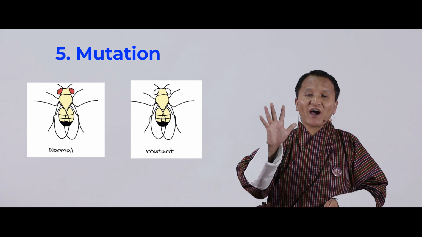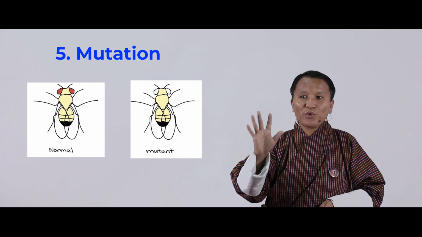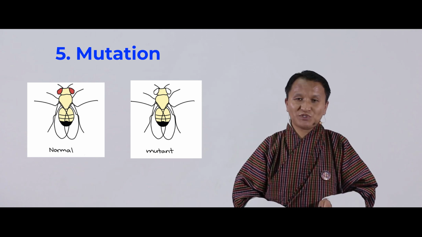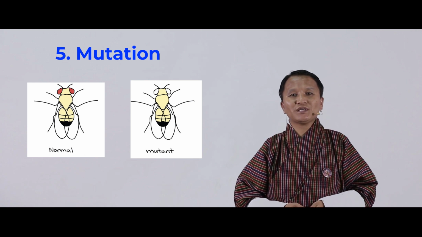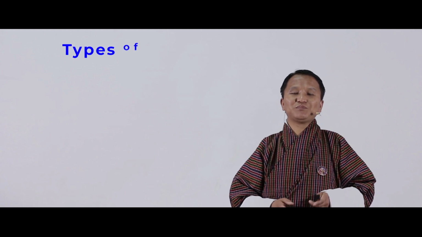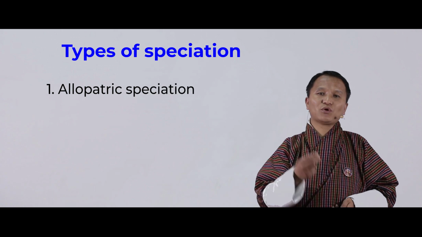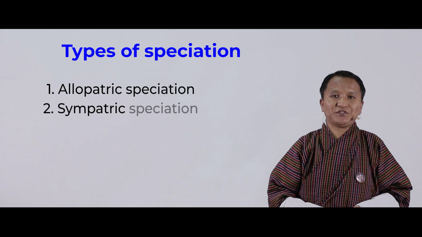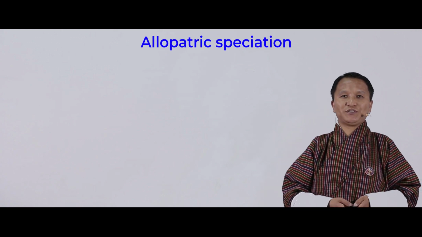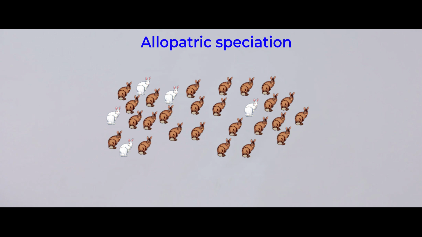These are the 5 driving forces which result in the creation of new species, and the process we call speciation. Let us now look at types of speciation. One we call allopatric speciation, and the second we call sympatric speciation. Let us first look at what allopatric speciation is. Allopatric speciation is a kind of speciation caused due to geographical barriers.